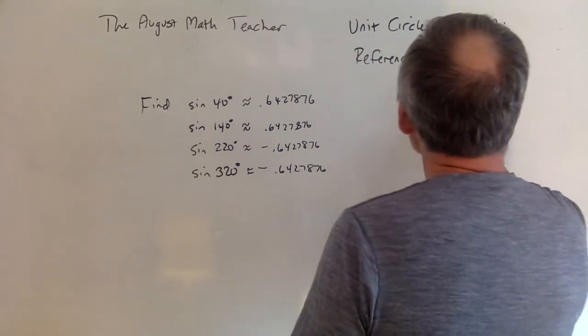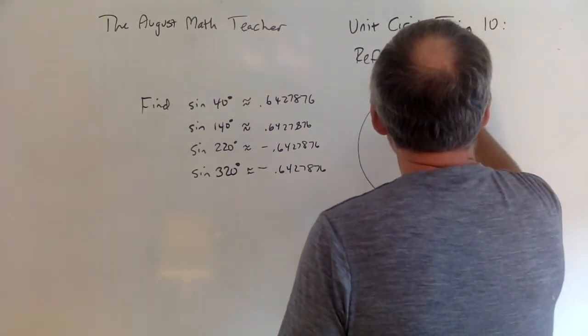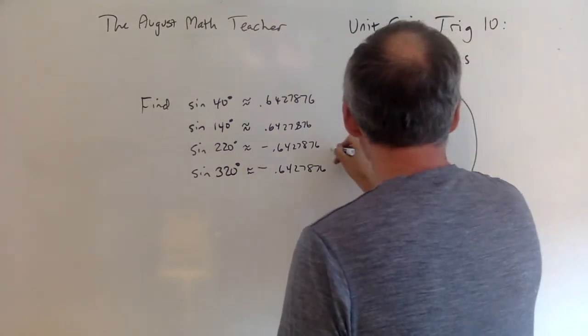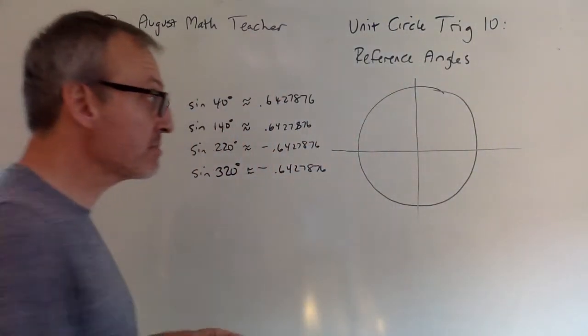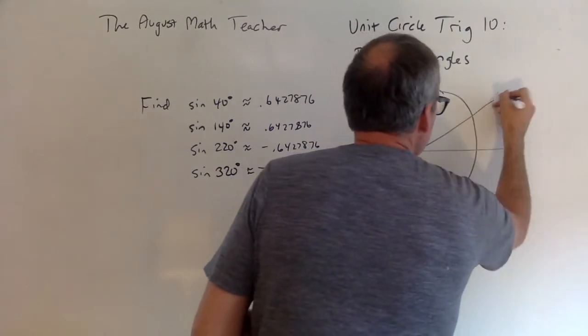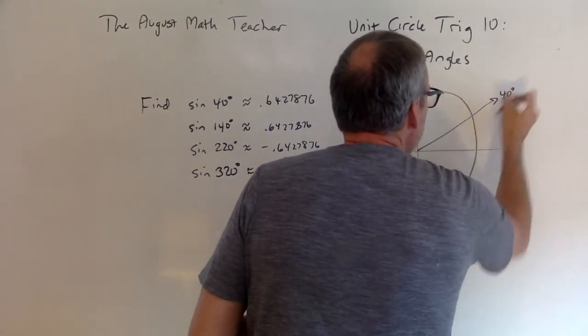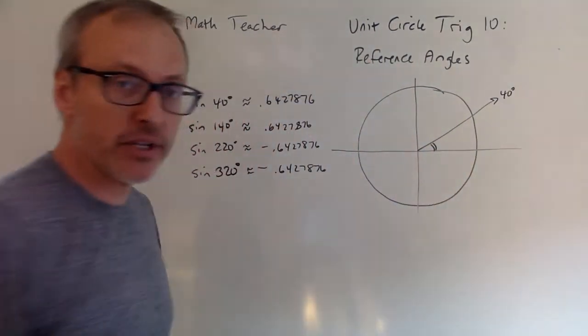So I'm going to draw the unit circle here. And I'm going to draw each of these angles in standard position, and I'm going to be a little careful about the angles and how I draw them, and try to make them semi-accurate. 40 degrees is right here. I'm going to make the 40 right there, but it's really this angle that's 40 degrees.